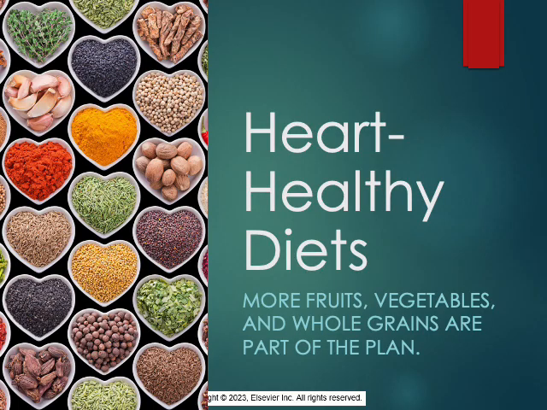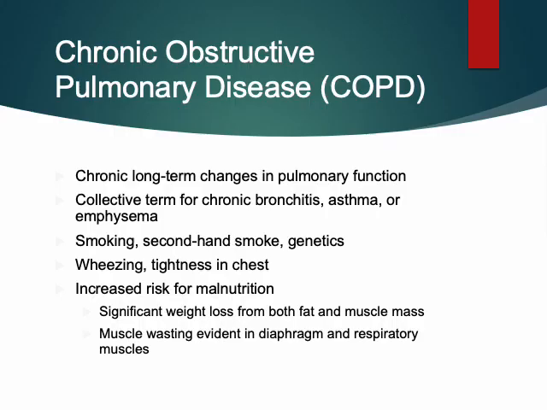Okay. So let's think about now heart-healthy diets specifically. Now this includes adding more fruits, more vegetables, and preferably fresh produce, whole grains. These are going to be part of the heart-healthy diet plan. And now moving on to pulmonary disorders, we're going to talk about COPD, which is chronic obstructive pulmonary disease.